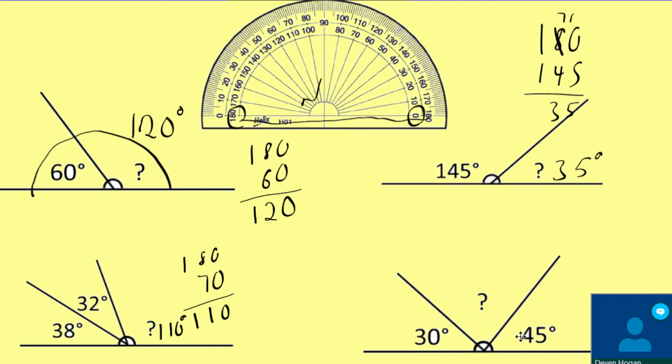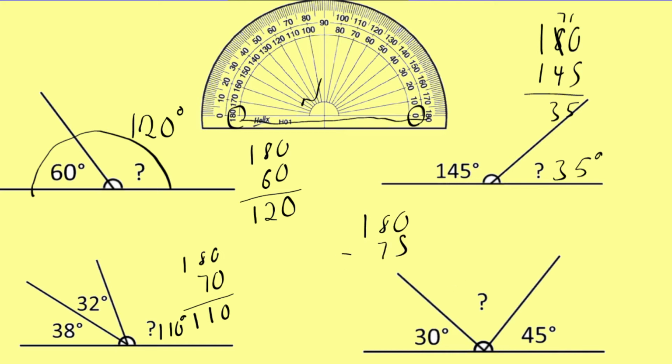Okay, here again, we've got 30 and 45. So add these together to find out the missing part. So 40, 50, 60, 70, 75. So 180, take away 75 is 105 degrees. So that's angles on a straight line. Angles on a straight line make 180.